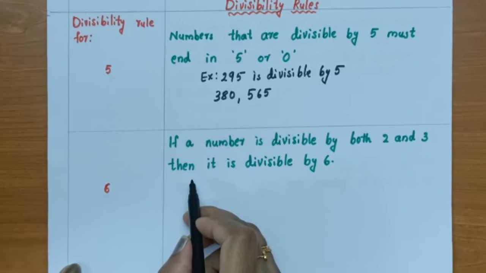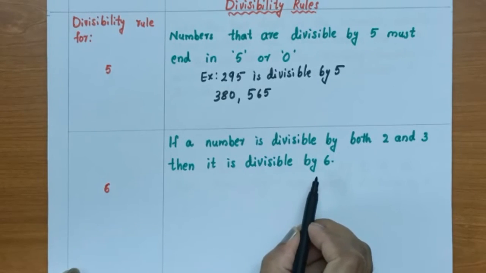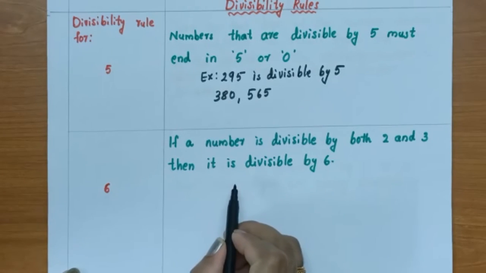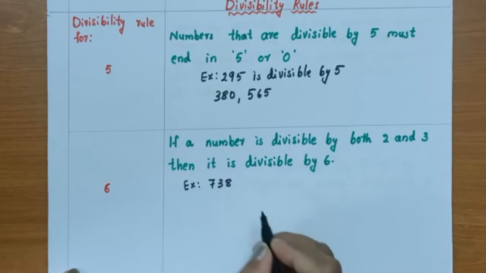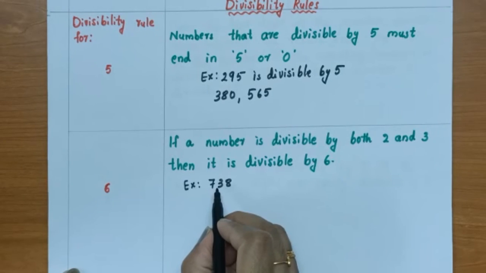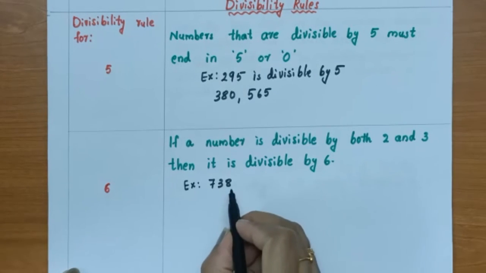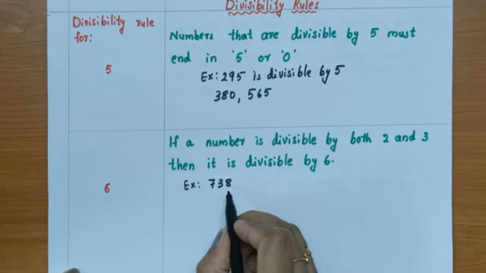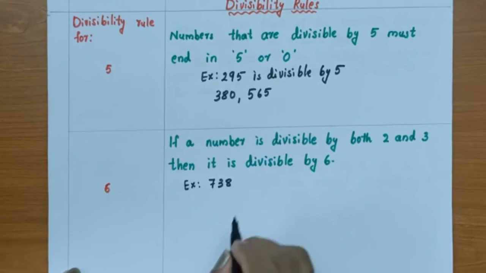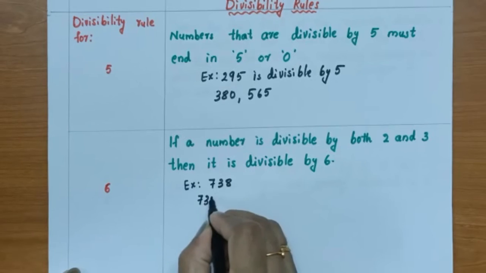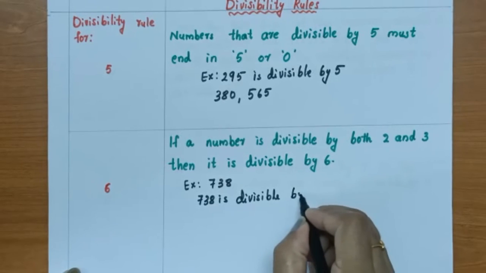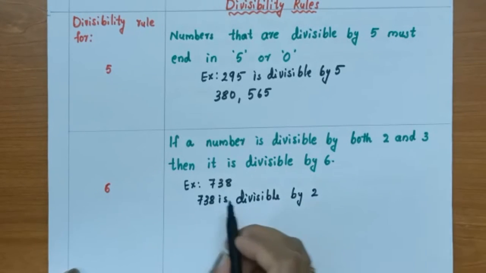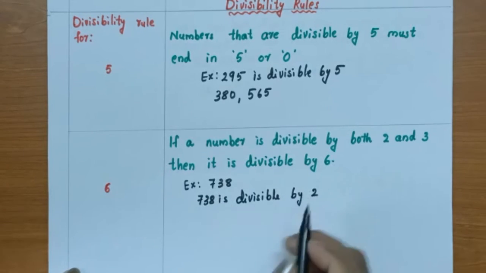Then divisibility rule for 6. If a number is divisible by both 2 and 3, then it is divisible by 6. For example, 738. We have to check whether 738 is divisible by 2 or not. Here the last digit is 8. When the last digit is 0, 2, 4, 6 or 8, it is divisible by 2. That means 738 is divisible by 2.